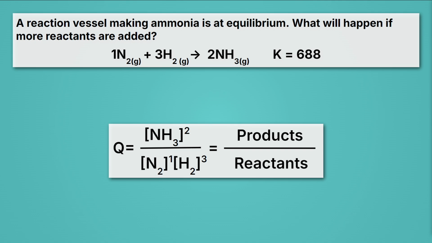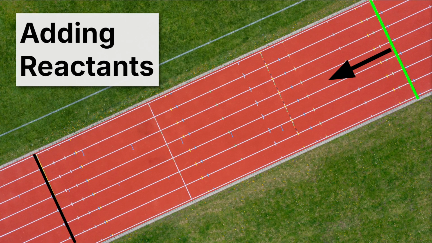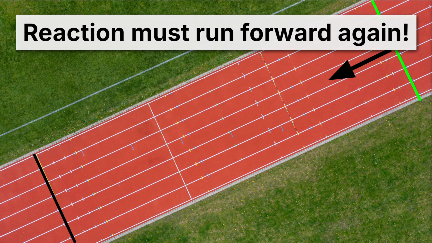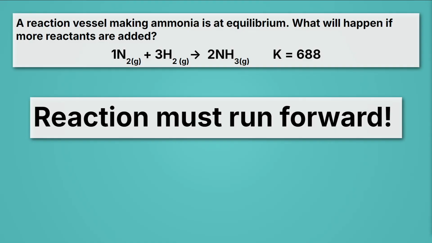So if we add reactants, we're increasing the denominator. That's going to pull us back from the finish line. It's like we're adding more of that starting stuff, so we're not done. So when we add reactants, we're going to pull our Q backwards. And that means the reaction must run forward again. So what will happen if we add more reactants? The reaction must run forward. That means if we added either of the reactants, it would make more NH3.